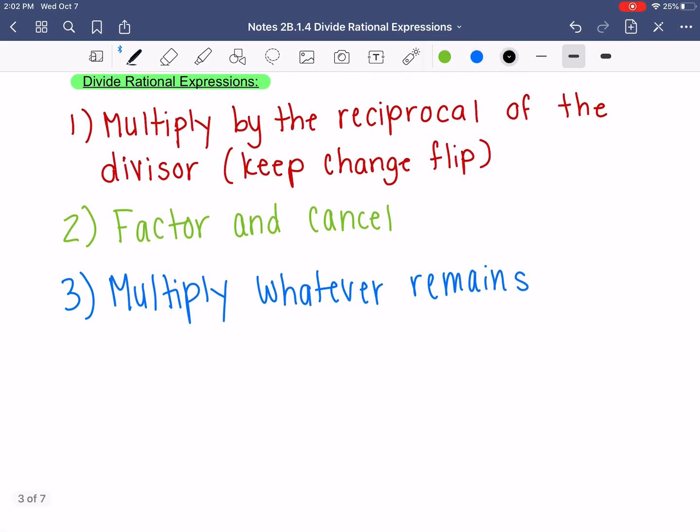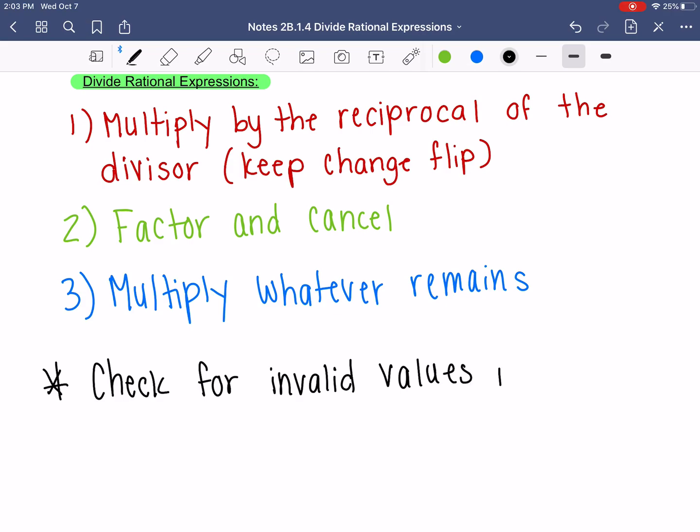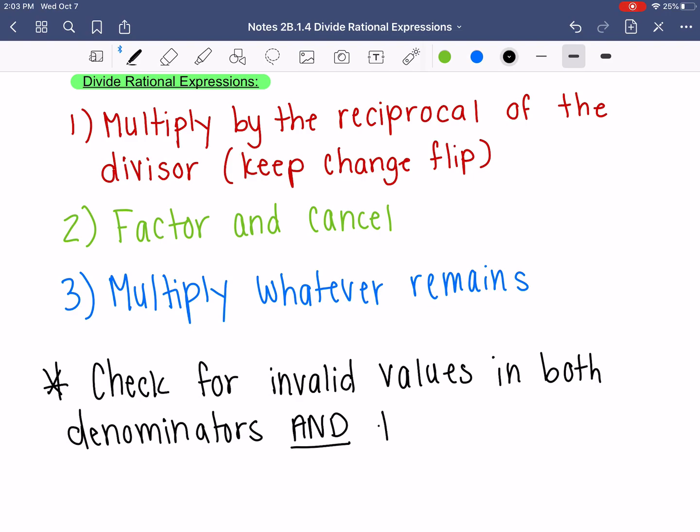The one thing though I do want to remind you guys is about your invalid values. Since the second fraction gets flipped, you actually have to check the numerator and denominator of the second fraction. So you check for invalid values, extraneous solutions, restricted, they all mean the same thing. So you check for invalid values in both denominators. And the divisor's numerator.